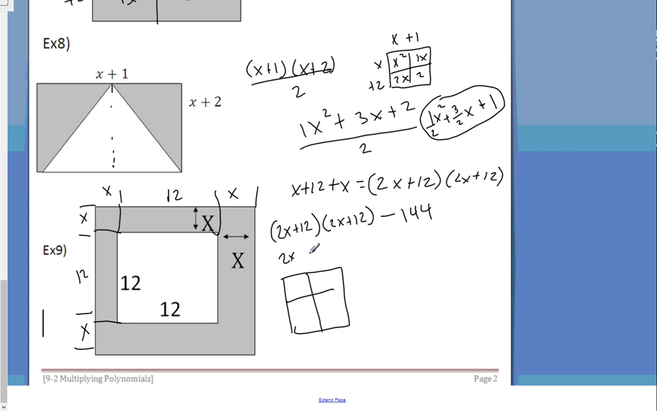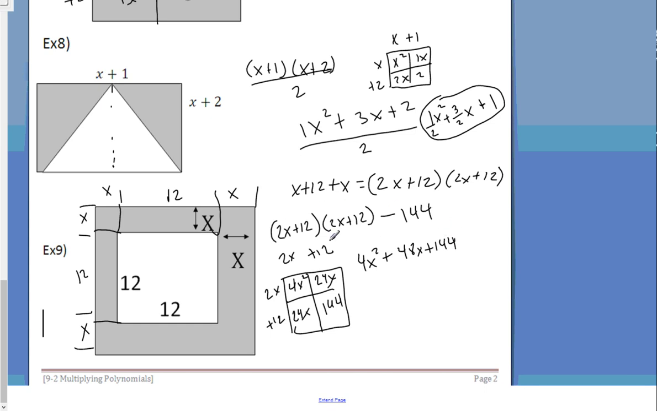It's 2x plus 12 by 2x plus 12. 2x times 2x is 4x squared. 2x times 12 is 24x. 2x times 12 is 24x. And 12 times 12 is another 144. So what do I get? Well, I get 4x squared plus 48x plus 144. Now here's the cool part.